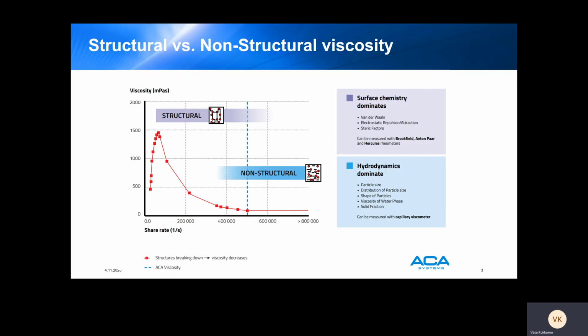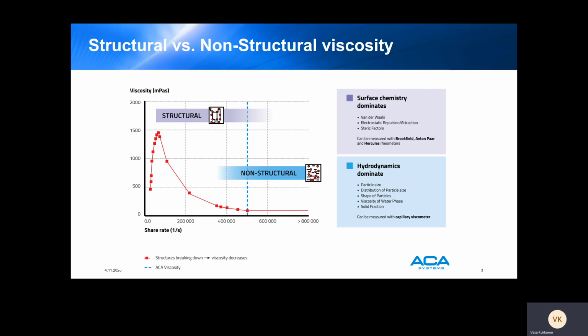When measuring viscosity, we have to keep in mind that there are two types of viscosities. First, the structural viscosity, which is a low shear viscosity, where we are creating structures via chemical interaction, and that's why we can influence that part by having thickeners or different rheological modifiers. This can be measured by Brookfield, for example.